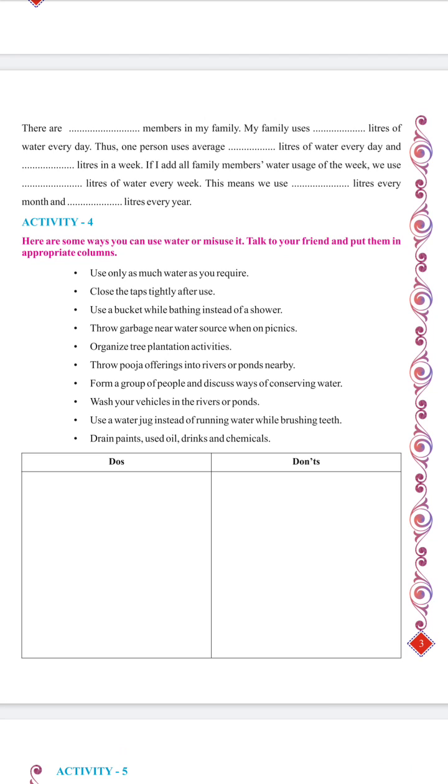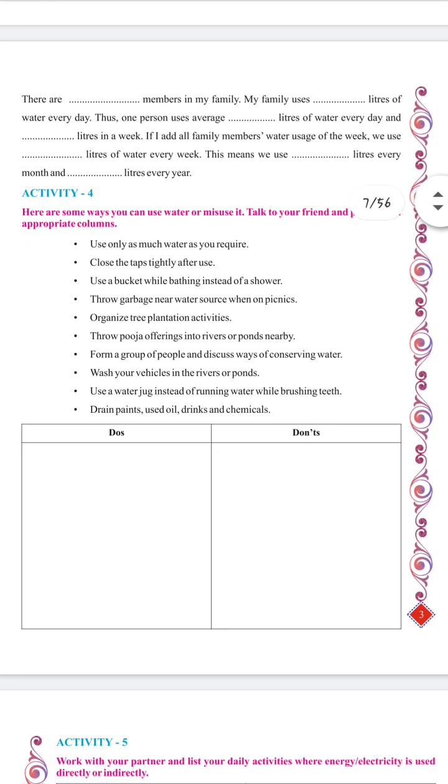So first one is: use only as much water as you require. That is very necessary. It is essential. So I will put this sentence in the do's column. Second sentence is: close the taps tightly after use. That is also very good. It will allow us to stay away from the wastage of water. So that should be placed in the do's column. Use a bucket while bathing instead of a shower. That is also very good. So I will put it in the do's.